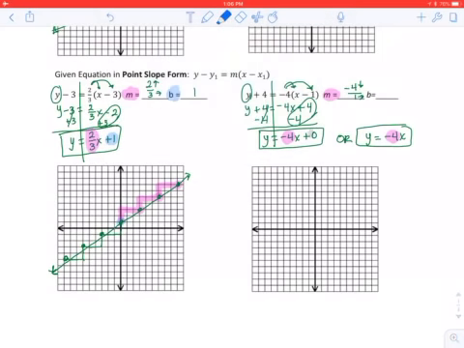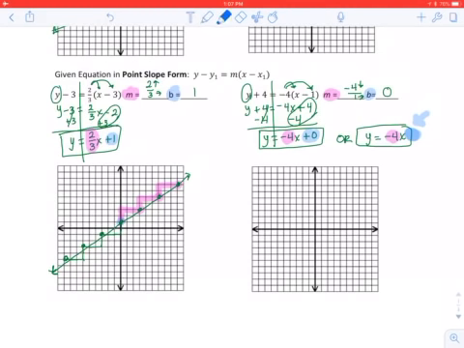But the b value in this one is kind of weird. The number that's hanging out by itself is 0. Or in this case, it's just nothing. So if you write the equation like this, you need to remember that there's still a b value there. You just can't see that it's 0.